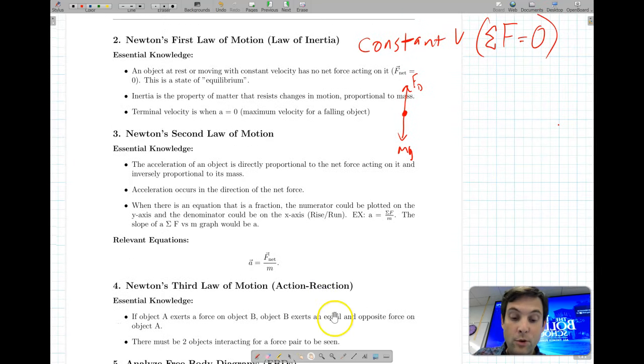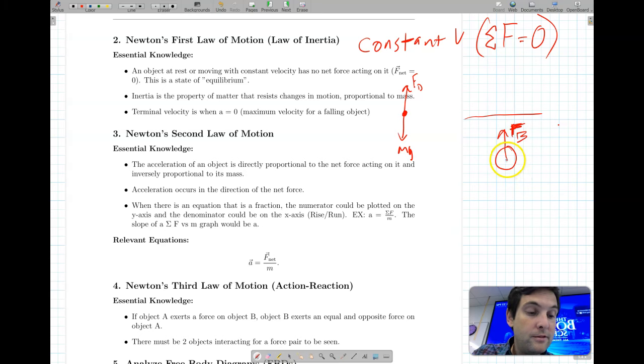Oh, and we also have the buoyant force. The buoyant force is just the upward force acting on an object. So if we have a ball submerged in water, we're going to have a buoyant force, and we're going to have a weight force. If the object is just floating at some height, then we know the net force acting here should be equal.